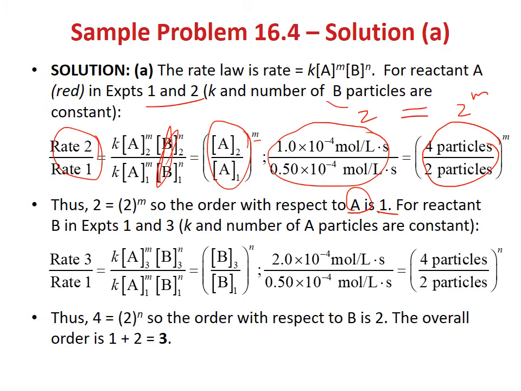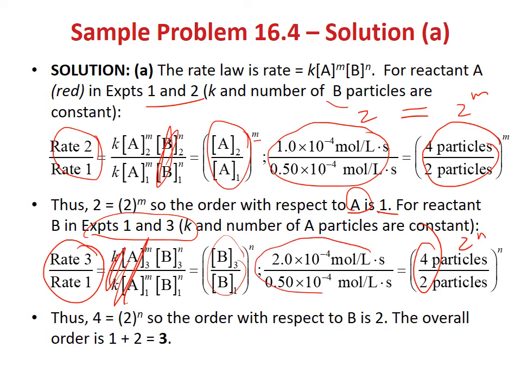And then we look at experiments 1 and 3. Experiments 1 and 3 have the same number of A, so A cancels in the reaction rate ratio. You get only B, and B is again 2 to 4. So 4 divided by 2 is again 2 to the nth power. The experimental data given is 2 times 10 to the minus 4 divided by 0.5 times 10 to the minus 4, and that's 4. So for 4 equal to 2 to the nth power, n has to be 2. So it's second order with respect to B. Therefore, the overall order is 1 plus 2 equals 3.